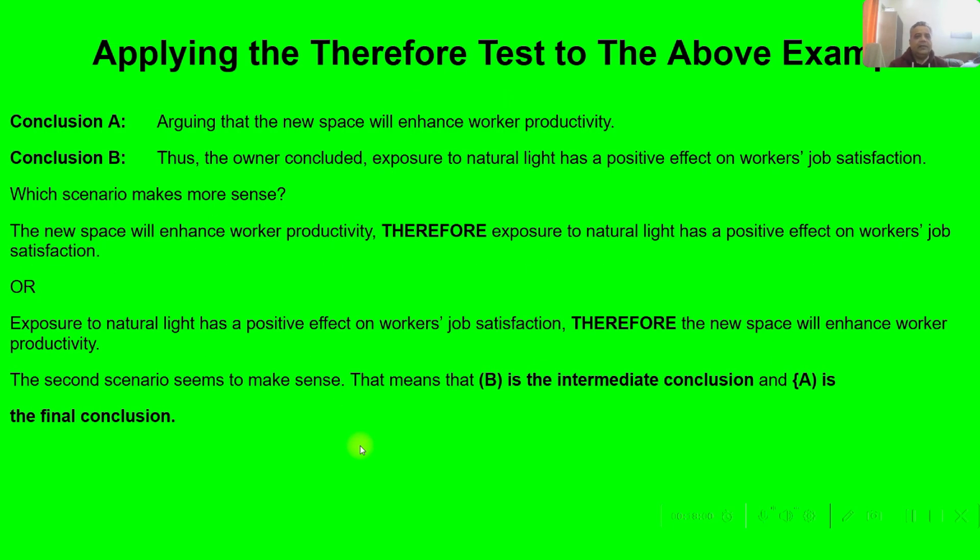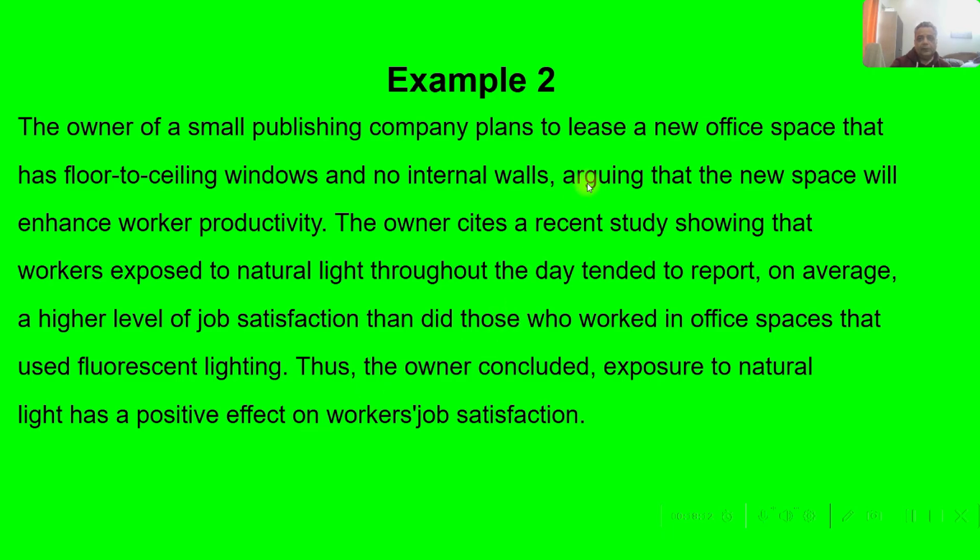So first we identify the two conclusions here, and then we apply the therefore test. Conclusion A is arguing that the new space will enhance worker productivity. This is the first conclusion. This is a statement of judgment, and also kind of a prediction. And the second conclusion is indicated by the word concluded. It says exposure to natural light has a positive effect on workers' job satisfaction.